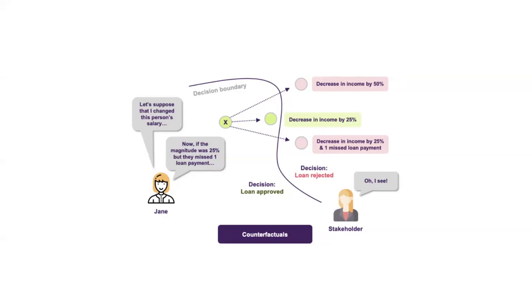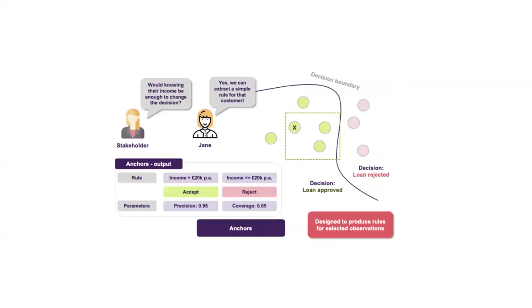And this is quite interesting for the stakeholder, obviously, to get a sense of what's happening with these data points. Likewise, Jane could also provide rules that characterize X and all the data points in the vicinity of X. She can say things like, well, if the income is greater than 20,000 per annum, then the status is to accept this person, otherwise you reject it, right? So you can provide local rules for this.